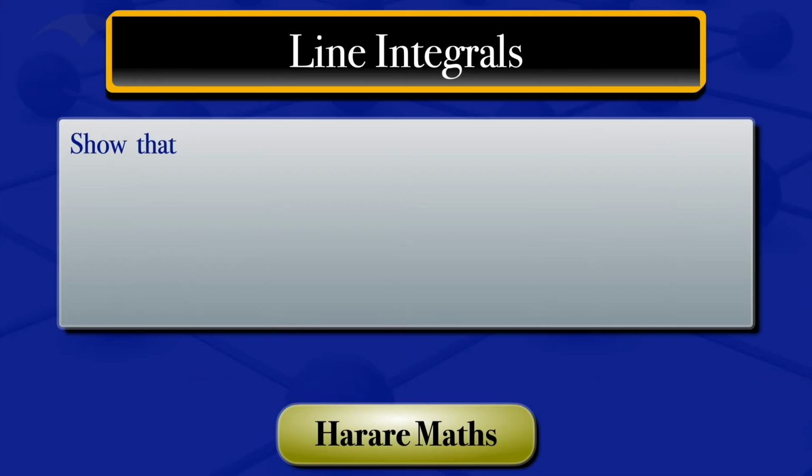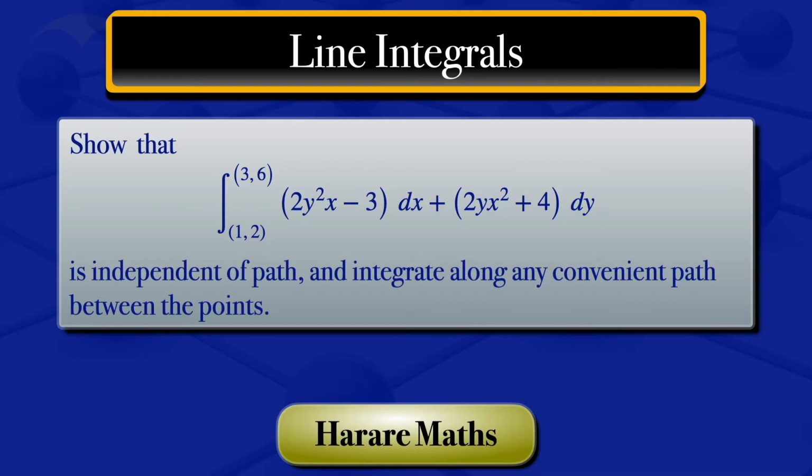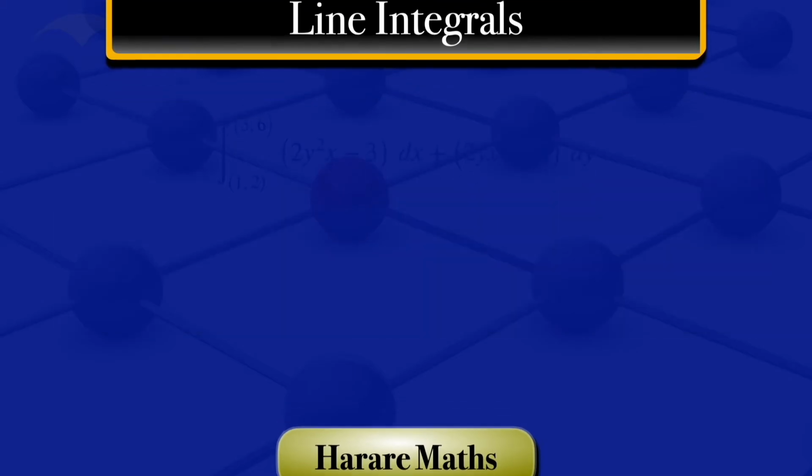In this video, I'm going to show that the integral of (2y²x − 3) dx + (2yx² + 4) dy is independent of path, and then go on and integrate along any convenient path between the 2 points (1, 2) and (3, 6). So we are given that integral there.